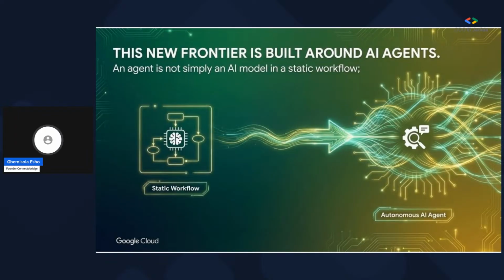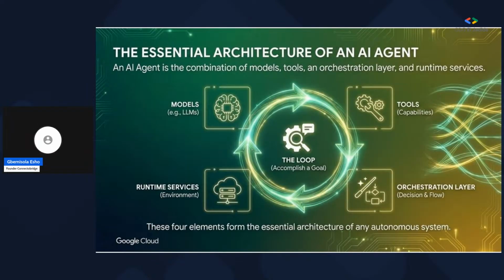The next slide. This new frontier is built around AI agents, what we're going to talk about and what we're going to build. An agent is simply not an AI model in a static workflow. We'll see that it's no more about being static. It's now about being fluid and being kinetic. The essential architecture of an AI agent is a combination of models, tools, an orchestration layer, and runtime services.